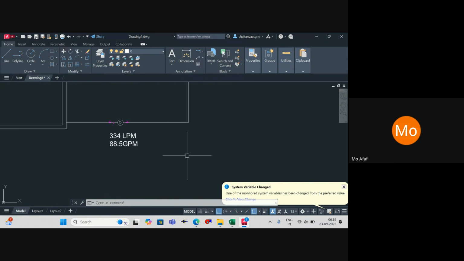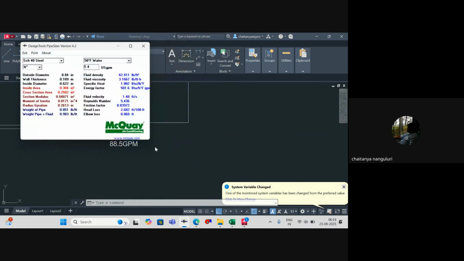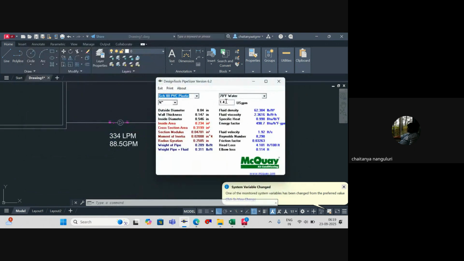Okay. So now this particular is a pipe sizing tool that I use. Instead of charts, we can use it simply. Now the temperature of the water will be somewhere around 70, 100 or 120 degrees. So 70 degree Fahrenheit or something. I'll take a Schedule 80 plastic pipe. Fine. Now what is the flow rate that I require? 88.5 GPM. And the size of this, let's say, is 2 inches.